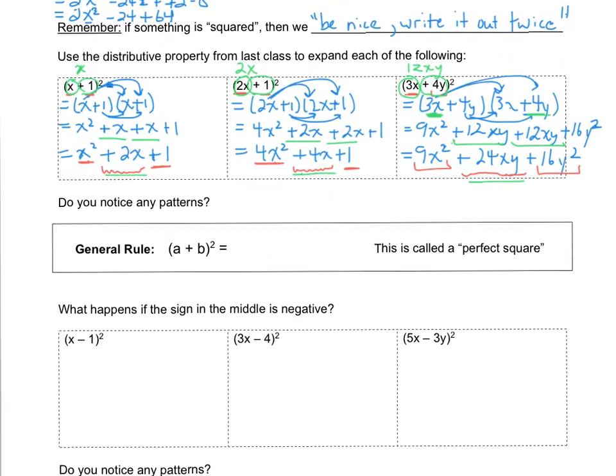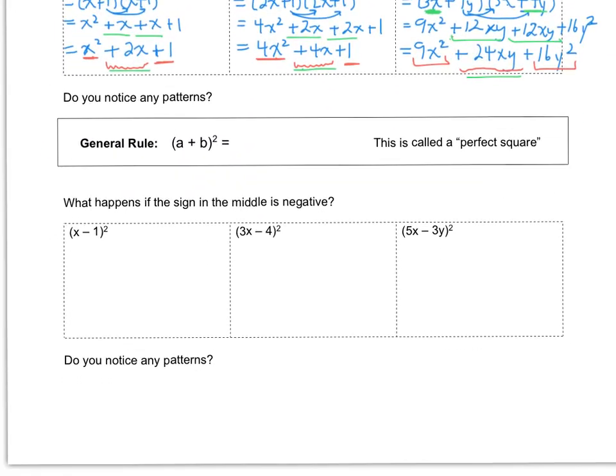So our general rule, when we square a binomial, a plus b, we end up with squaring the first. If we take the product of these two, we're going to get an AB, but then we had to multiply that by 2. We had to double it. And then we square the last. So square the first, double the product, square the last. Square the first, double the product, square the last.